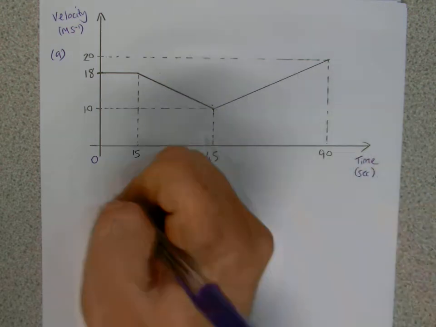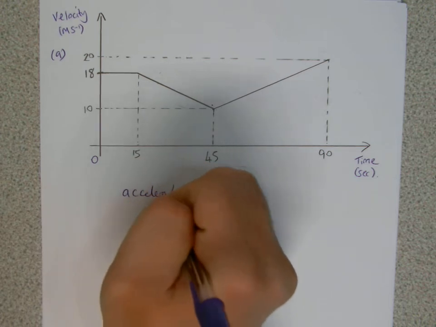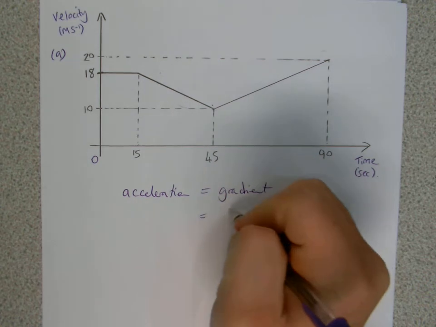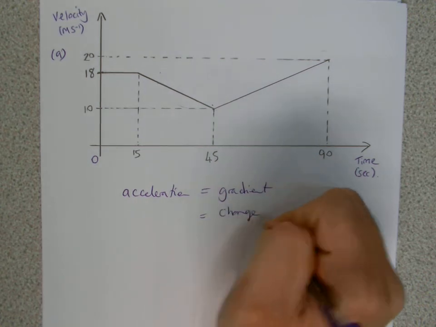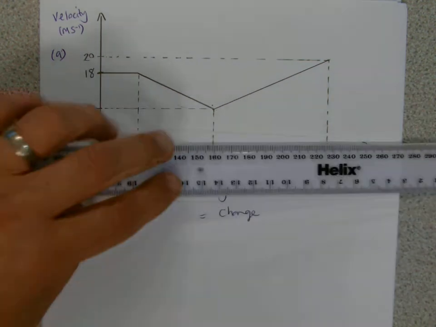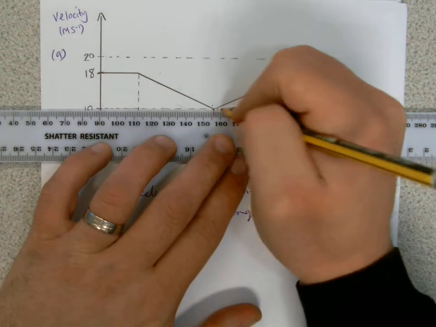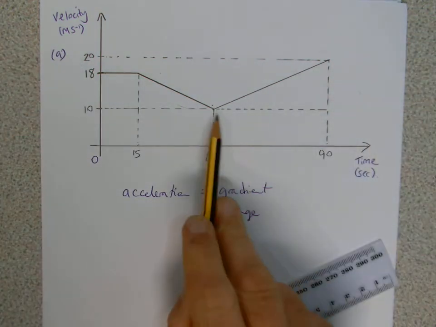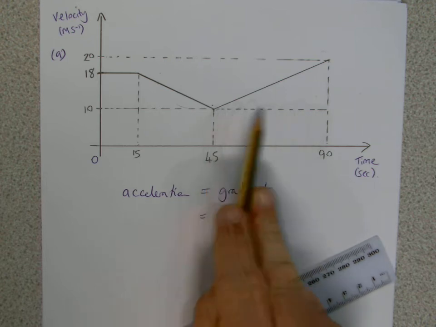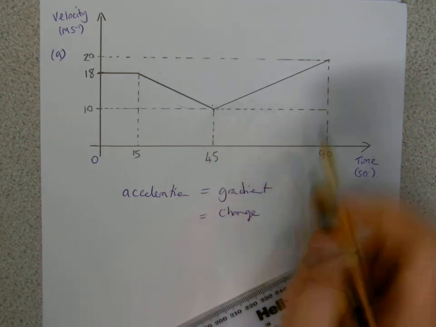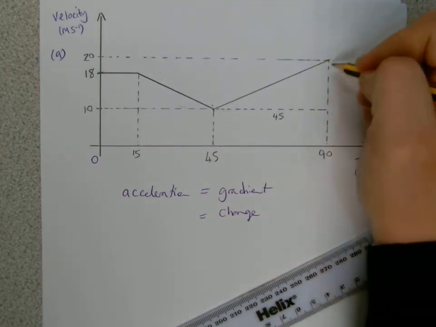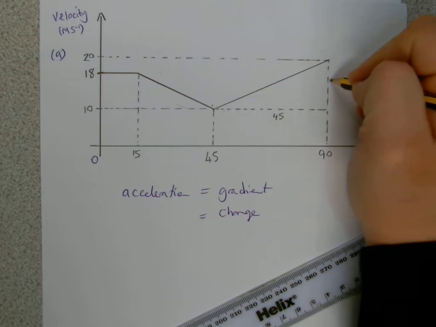And of course, to get the acceleration, you just need to do the gradient. So acceleration, don't forget, is the gradient. And to get the gradient, of course, it's the rise divided by the step. So if I do a little triangle here, again, just use dotted lines. The triangle here will be, we work out that step there, so that's 45, that change in time, and we can work out that there, which is going to be our change in velocity. So what's the change in velocity? Is that 10? So it's going from 10 to 20.